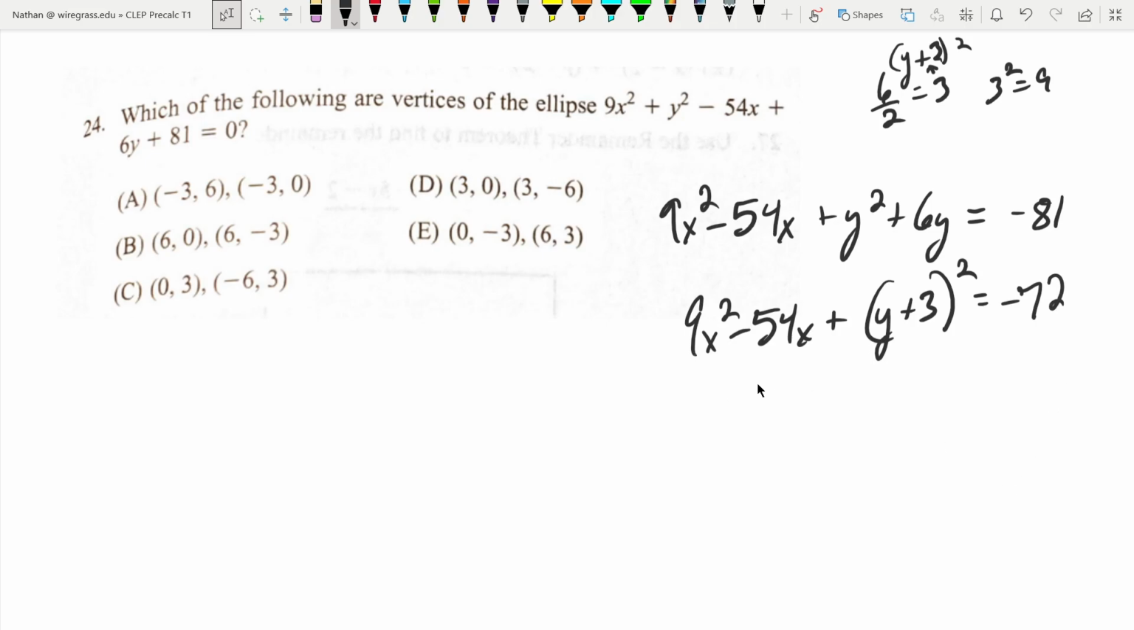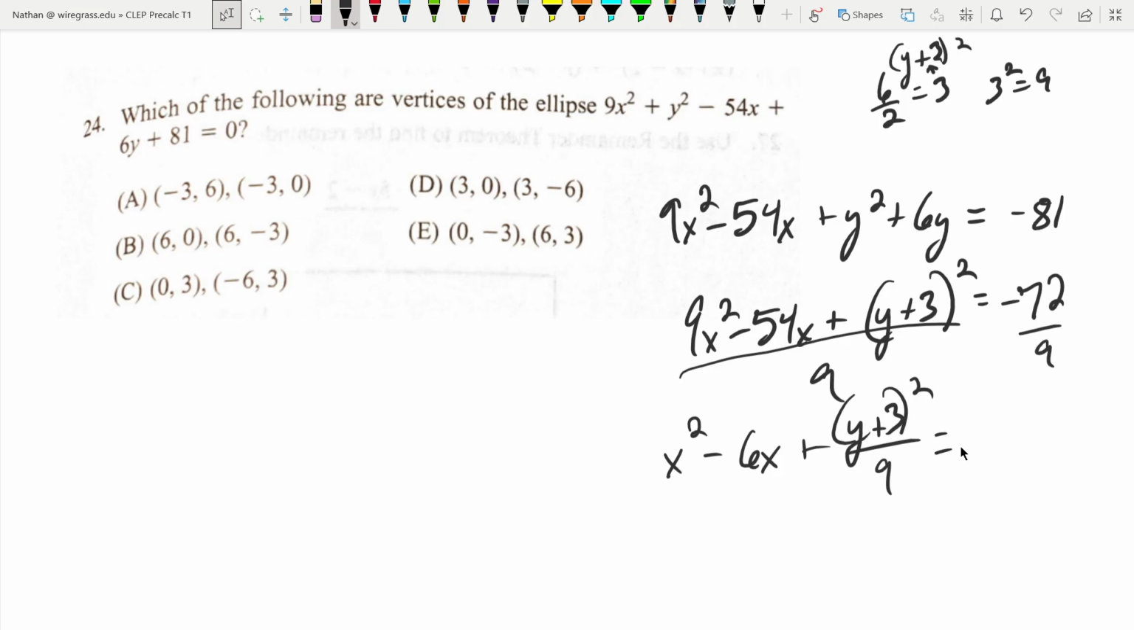At this point, we're going to divide everything by 9 so that we get rid of that 9 in front of the x. That's going to give us x squared minus 6x plus y plus 3 squared over 9 equals, this is going to be negative 8. And then we're going to complete the square of this one.